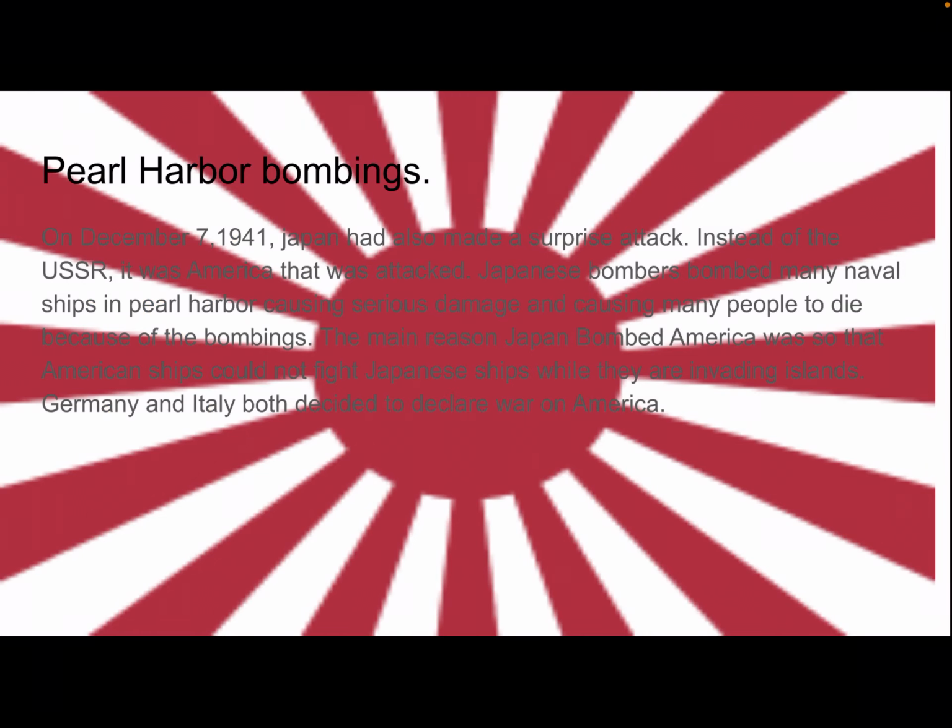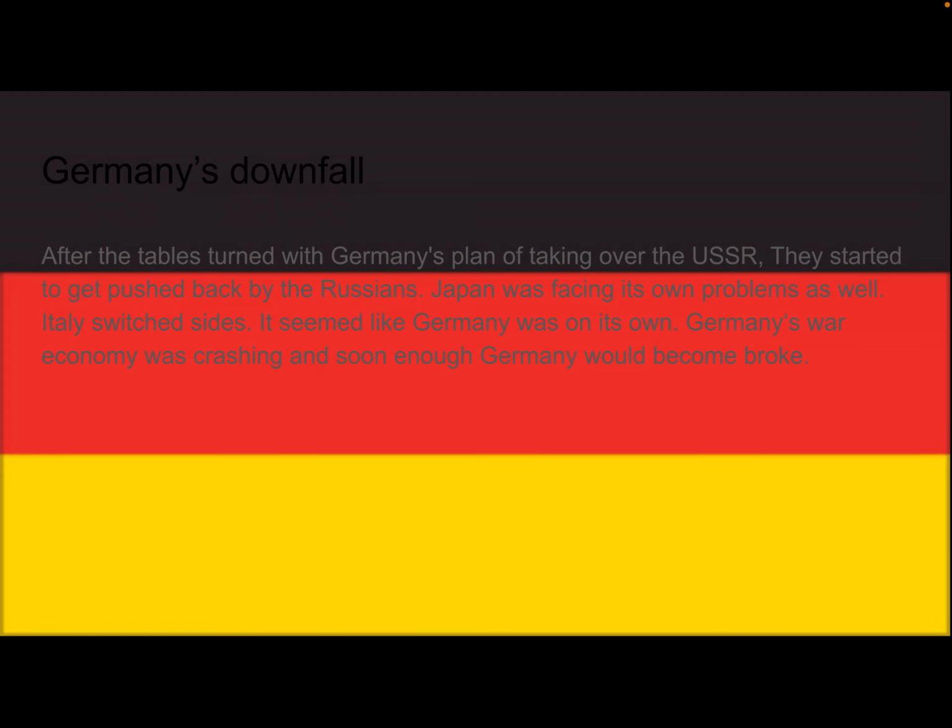On December 7, 1941, Japan had also made a surprise attack. Instead of the USSR, it was America that was attacked. Japanese bombers bombed many naval ships in Pearl Harbor, causing serious damage and causing many people to die because of the bombings. The main reason Japan bombed America was so that American ships could not fight Japanese ships while they were invading islands. Germany and Italy both decided to declare war on America after Japan bombed them.